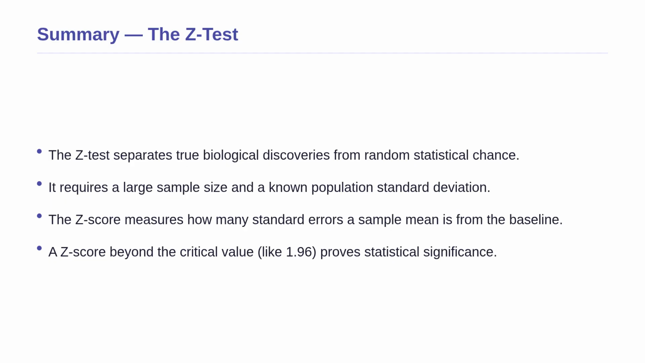We have covered a lot of ground today, so let us review the key takeaways. First, the z-test is a powerful tool that helps us separate true biological discoveries from random chance. Second, remember the strict conditions. You must have a large sample size and know the population's natural variation. Third, whether you are using a one-sample or two-sample test, the z-score always measures exactly how many standard errors your sample mean is away from the expected baseline.